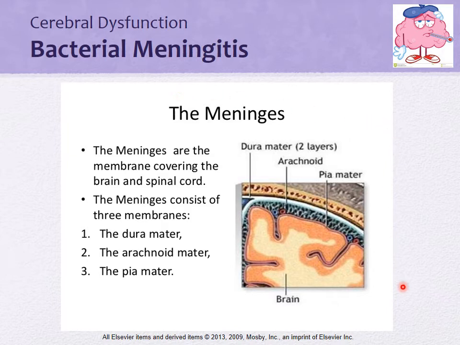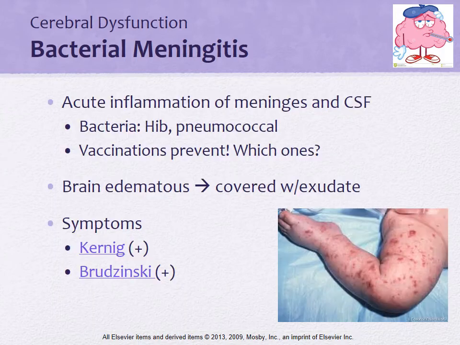So here I just want to put in a slide of the meninges so you guys are aware of where they are. They are the membrane covering the brain and the spinal cord, and it consists of 3 membranes. You have the dura mater, there's 2 layers of that, the arachnoid mater, and the pia mater. And this is where your meninges are located. So when you have bacterial meningitis, these are the areas that are affected.